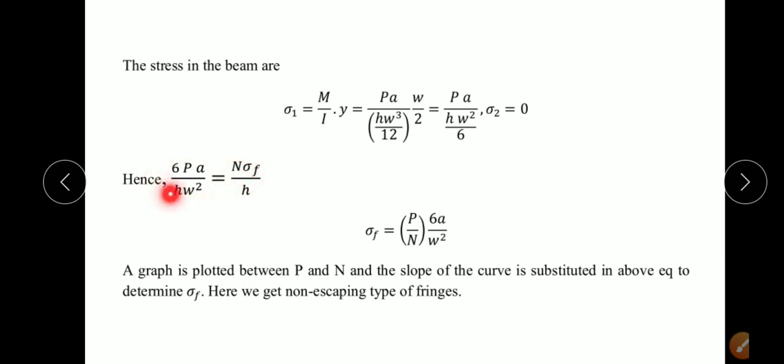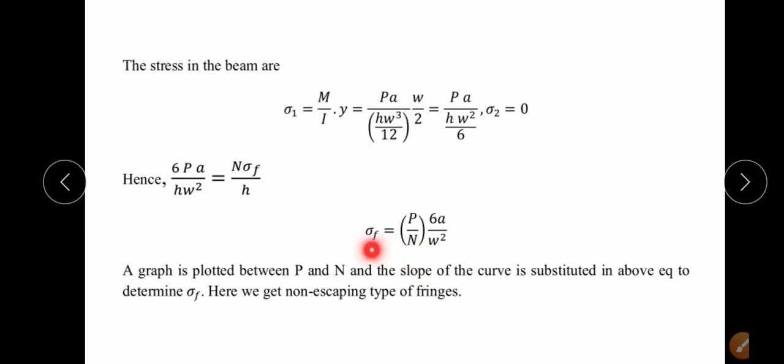So again simplify this, you require the sigma F. Sorry, N should be taken to the left side and all others to the right side, and sigma F is equal to P by N into 6A by W square. How are you going to get the equation? It's nothing but the h gets cancelled out in here and all other terms should be written in an appropriate order. So you will get the sigma F.